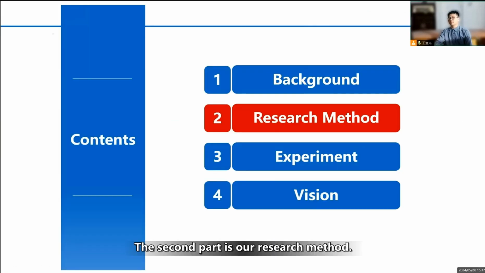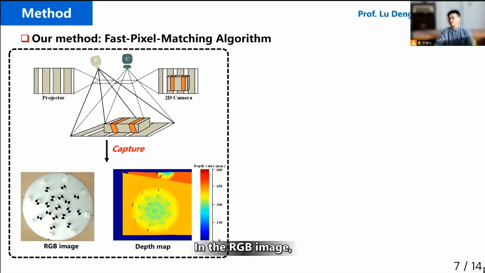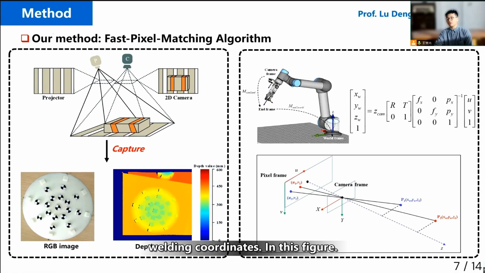The second part is our research method. In the RGB image, we mark the welding point. Why do we need to find the pixel coordinate corresponding with the 2D welding coordinate? In this figure, we have two welding points, P1 and P2, with the same x and y coordinates, but there are different values in the direction of z. According to the pinhole camera model, there are two pixel coordinates because of the different values in the direction of the z-axis.